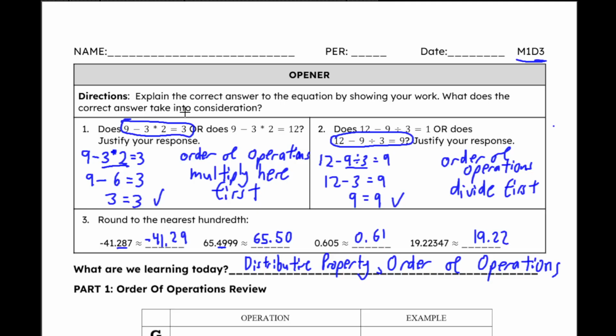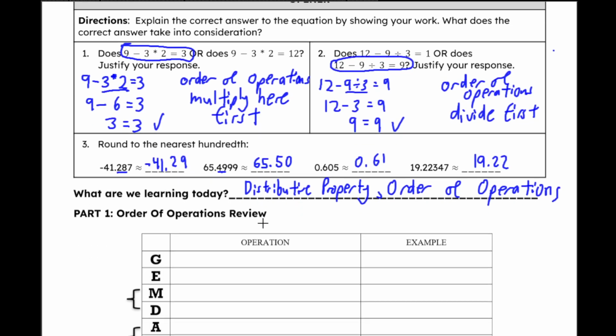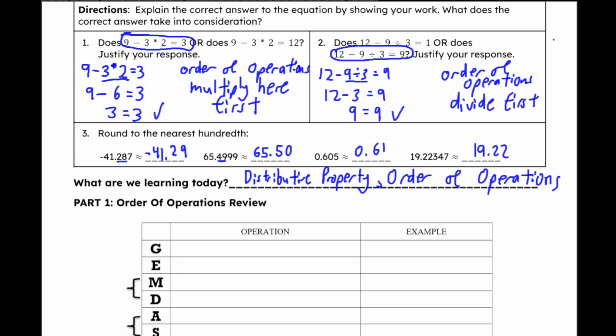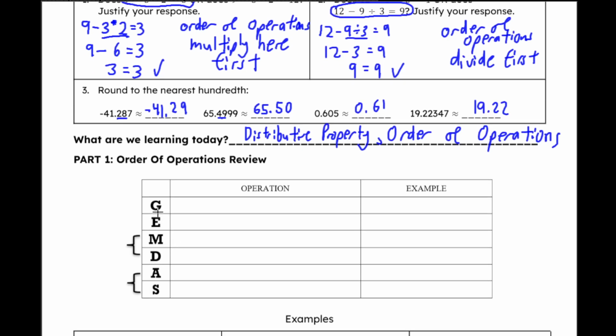Hello there, Algebra 1. You can look at this opener to check your work to see if you did it right. So what are we learning today? We're learning about distributive property and order of operations. And an acronym we use is called GEMDAS, G-E-M-D-A-S.